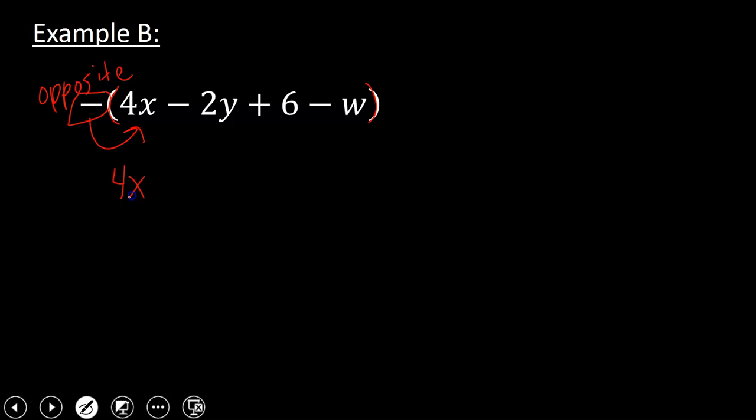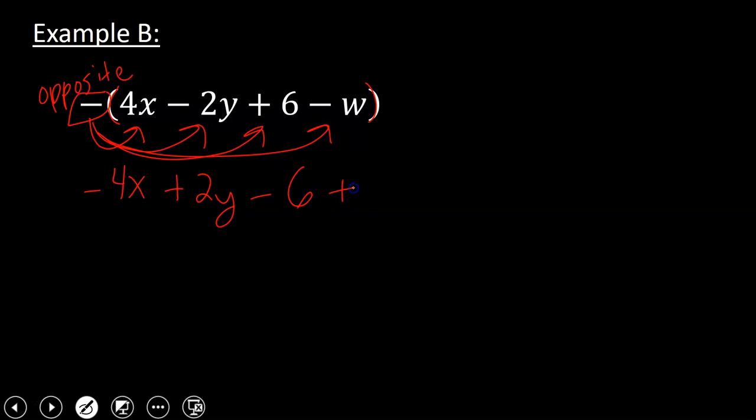So the opposite of 4x would be negative 4x. We're recording the opposite of subtracting 2y, which would be adding 2y. The opposite of adding 6, which would be subtracting 6. And the opposite of subtracting w, which would be adding w.